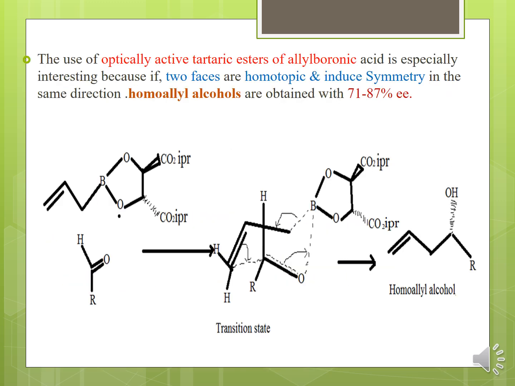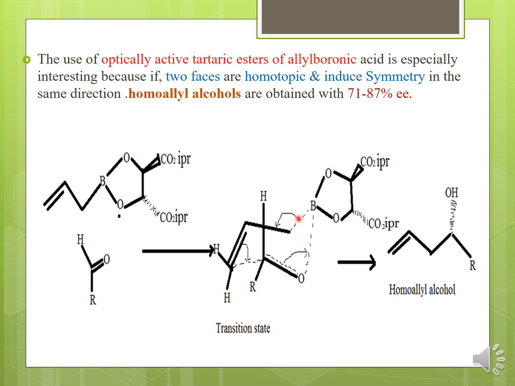So in the next slide, what we are going to study is optically active tartaric esters. If we are taking the esters of allylic boronic compounds, allyl boronic acids, at that time what happens? There is a generation of two faces. Because of the two faces, which are homotopic in nature, it induces asymmetry in the compounds. At that time again there is a generation of one transition state, okay. So what happens here is first this comes, attacks over here, this goes and attacks the boron compound, and there is a generation of one transition state, okay.